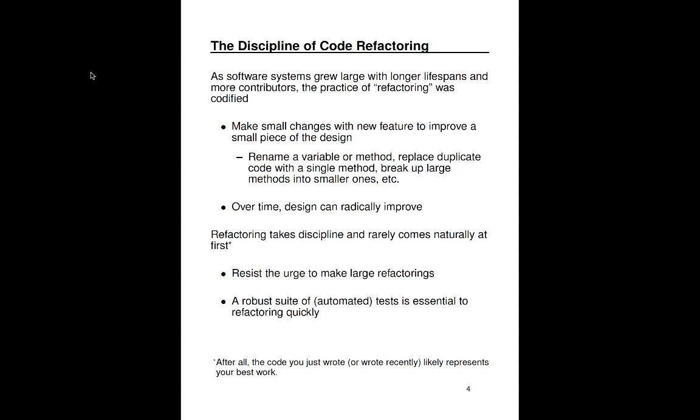So as software grew in scale, you had software that had more people contributing to it over a longer period of time. A practice called refactoring was codified. The essence of refactoring is making small changes with each new feature to improve a small piece of the design of the code. So these are really very small and often localized changes. Things like renaming a variable or a method to make its intent more clear, or replacing duplicate code with a single method. Taking a very long chunk of code and breaking it up into smaller ones.